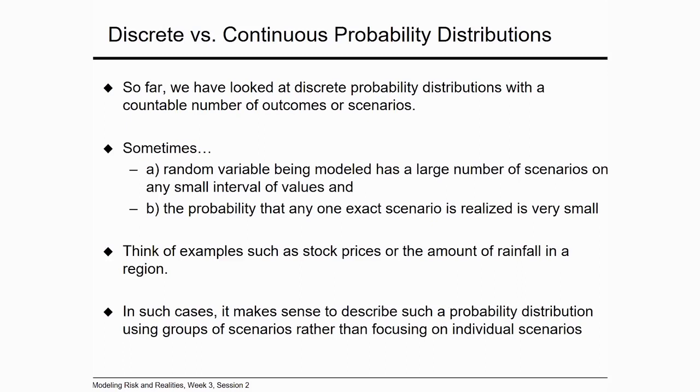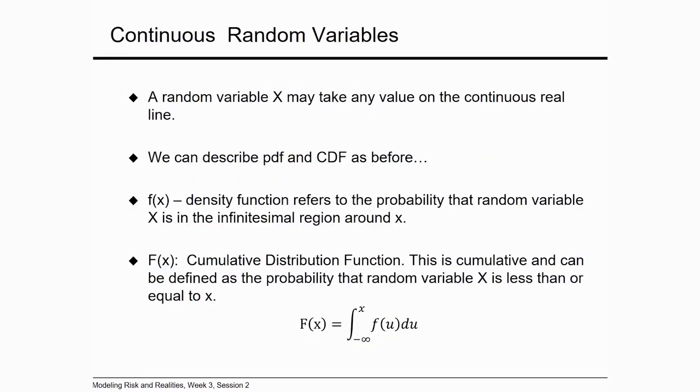Sometimes, the random variable being modeled has a large number of scenarios on any given small interval, and the probability of any one exact scenario realized is very small. Think of such examples such as the stock prices movement or the amount of rainfall in a region. In such cases, it makes sense to describe a probability distribution using groups of scenarios rather than focusing on one individual scenario. A continuous random variable big X can take any value on the continuous real line.